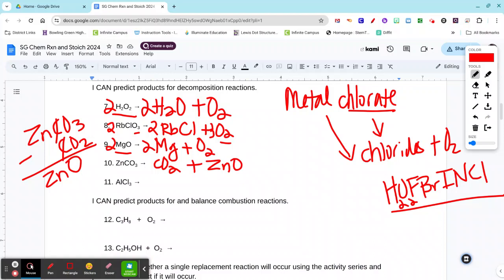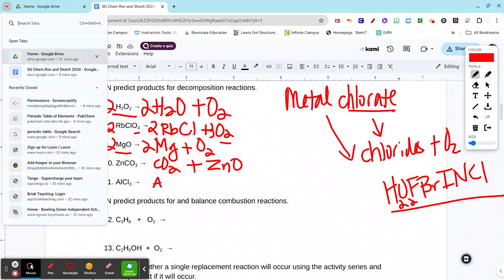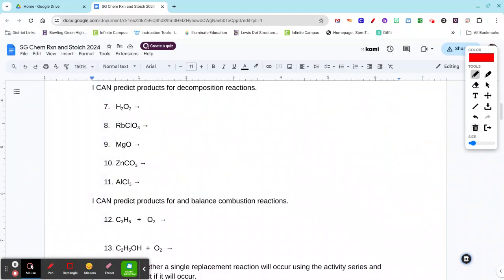And then your last one is a compound that we do not have a trick for. So that means you're going to separate it into elements. So Al and Cl. And then Cl is part of your Hofbrinkel. So you're going to do a Cl2 there. Then you're going to have to balance it. You've got 3 chlorides here and 2 here. So once again, your target should be 6. So we need a 3 and a 2 and a 2. Okay, so that was the decomposition.